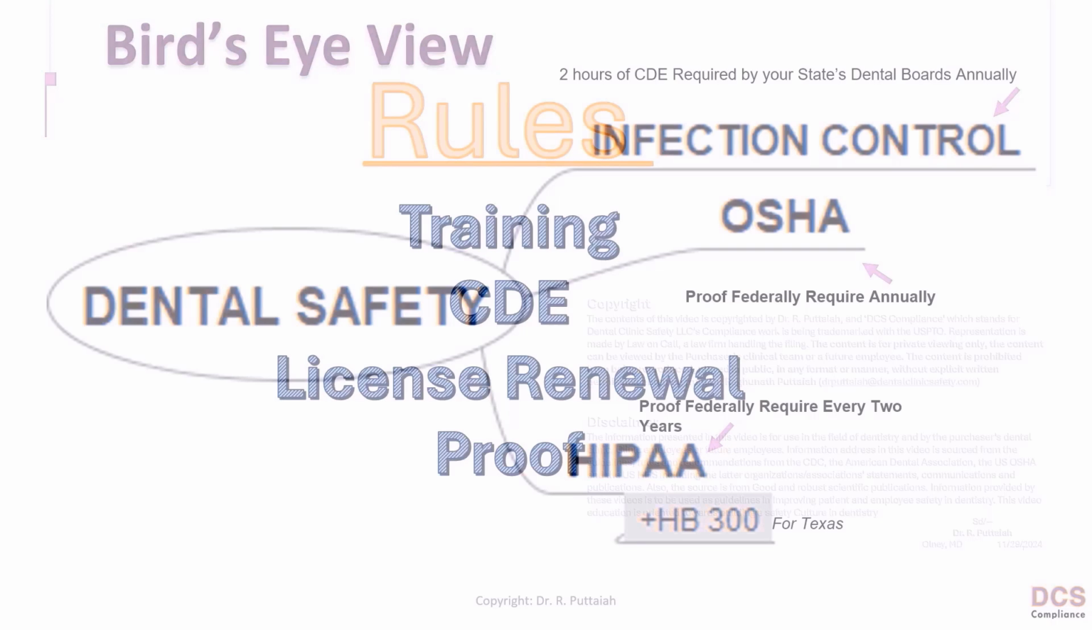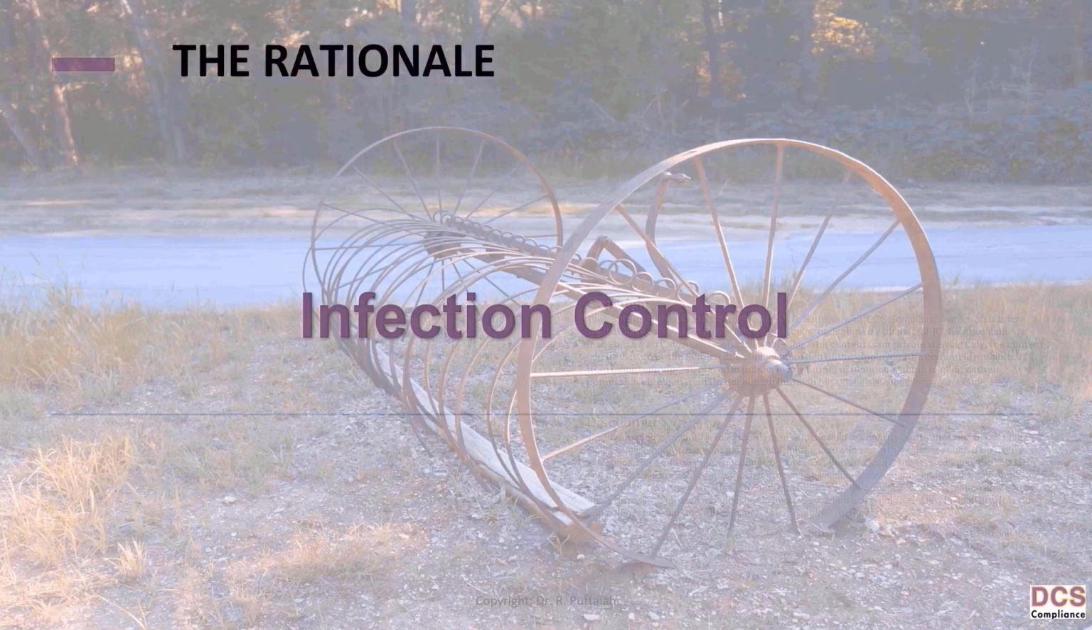You need to know the current CDC's recommendations and guidelines, understand and implement the OSHA standards, and finally protect patient information by following what HIPAA says for covered entities. So, let's talk a little about the rationale for infection control in the next few slides. They are a must before we go into understanding OSHA.